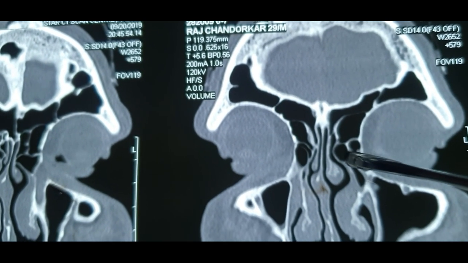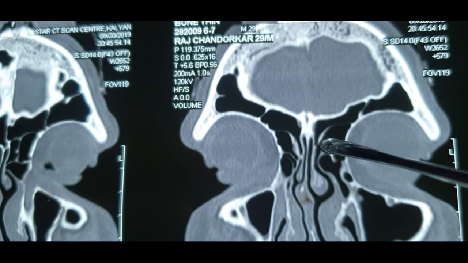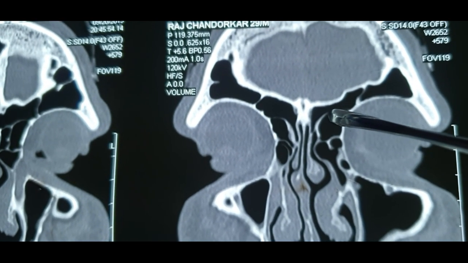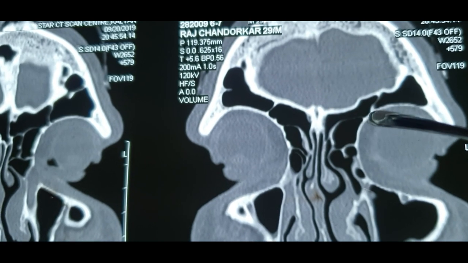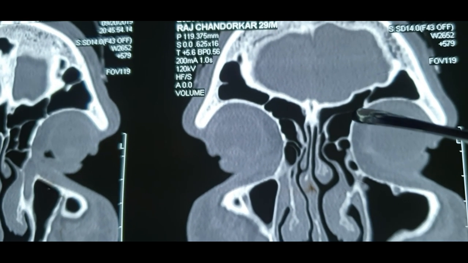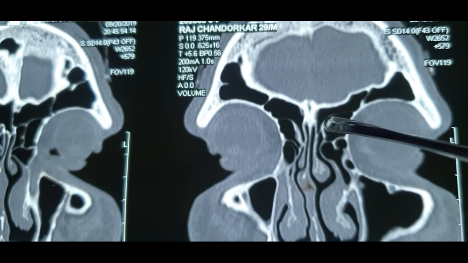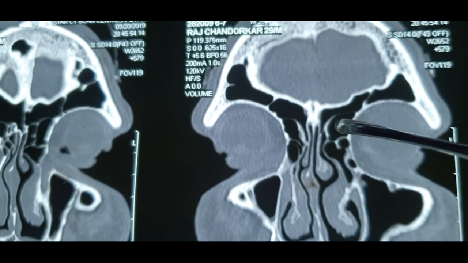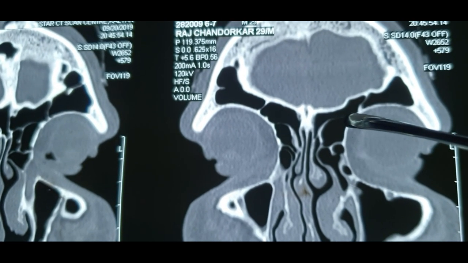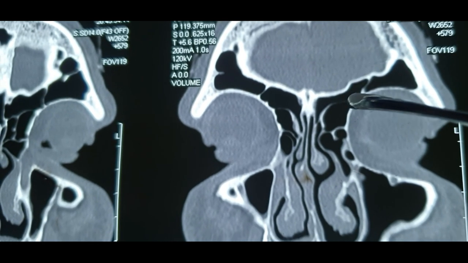This is the agger nasi cell region. It is going medial to the agger nasi, crossing vertically up and then turning laterally to have an attachment on the lamina papyracea. So this is the most common scenario of the attachment of the vertical aspect of the uncinate process. Around 95 to 98% of the population have this kind of attachment of the uncinate process.